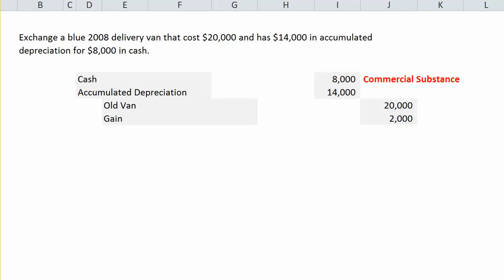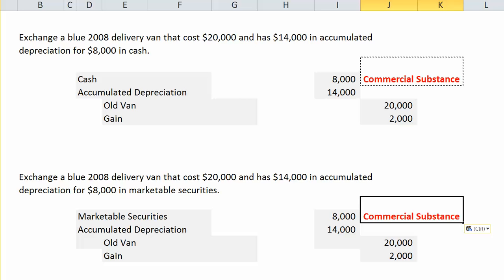For our first exchange, where we traded our van for cash, we clearly have commercial substance because the timing and amount of our future cash flows have changed. Our blue delivery van is going to generate cash flows over some foreseeable time in the future, versus now, after the exchange, we've got $8,000 in cash today, but no more cash coming down the road. So clearly, the timing and extent of our future cash flows has changed.